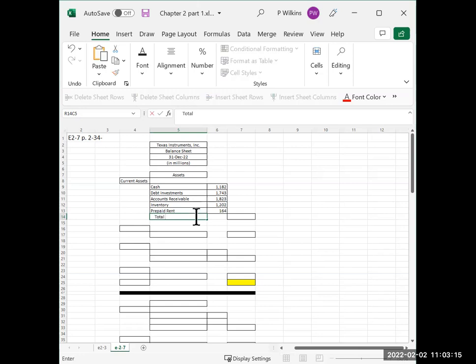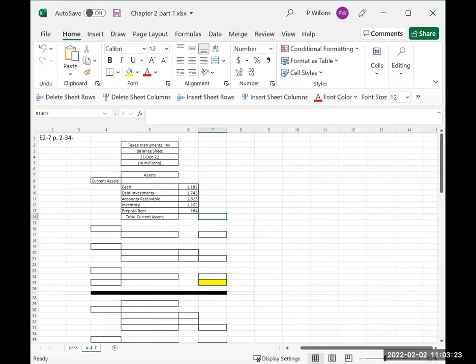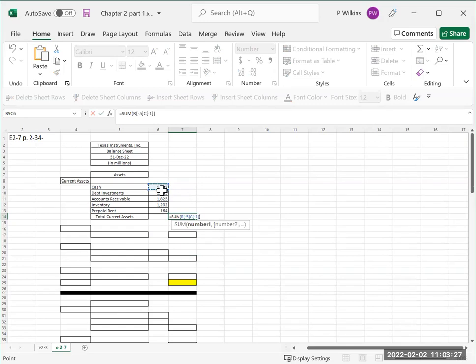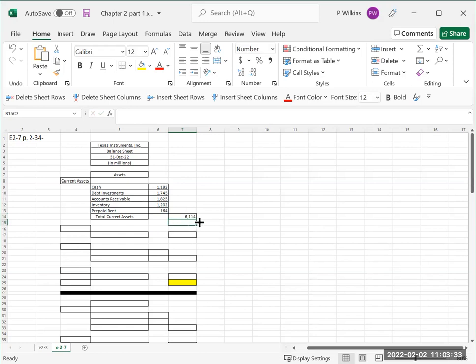So the label is total current assets for this line. And then we're going to add together all of those numbers that we just listed there. So we are going to do 1182, 1743, 1823, 1202, and 164. So our total current assets are 6,114. We're then going to go to the next section in the assets, which is called long-term investments.